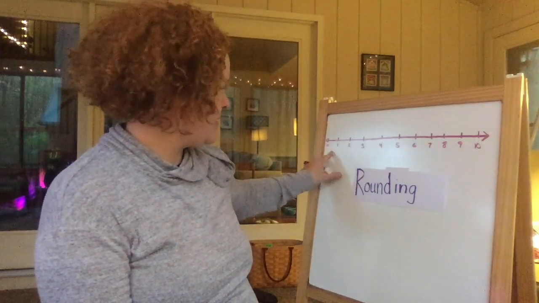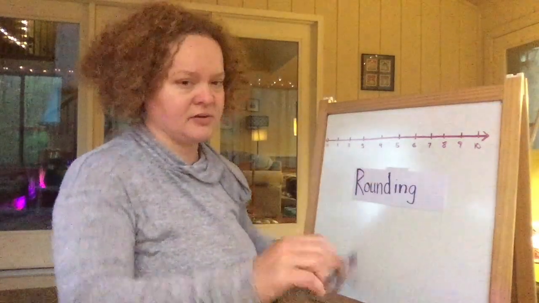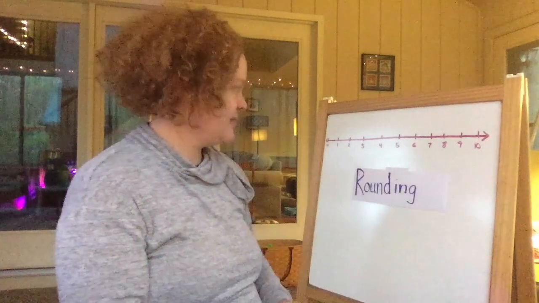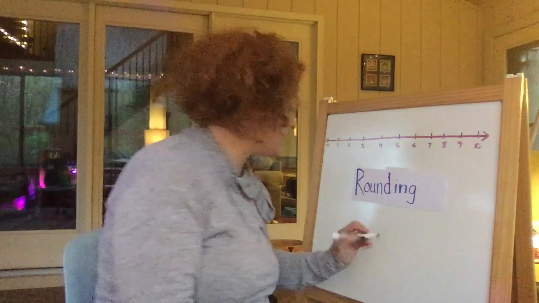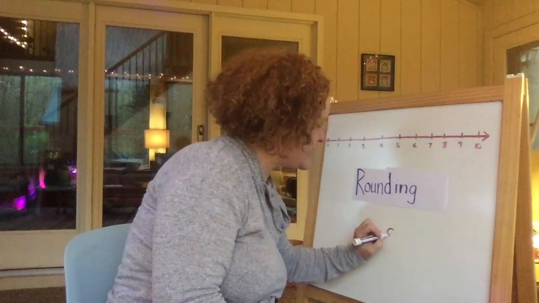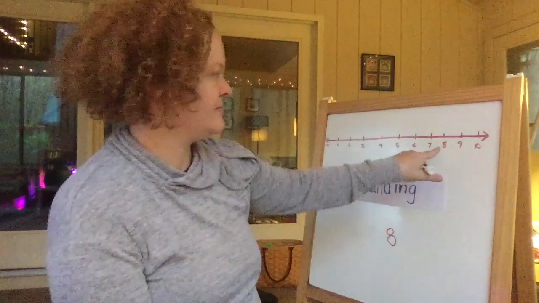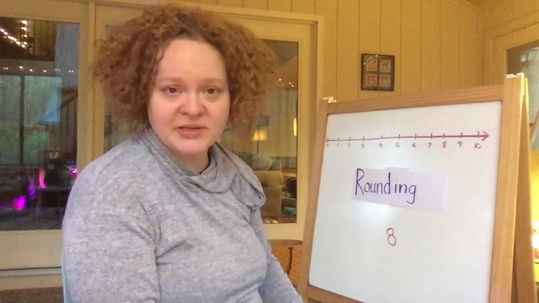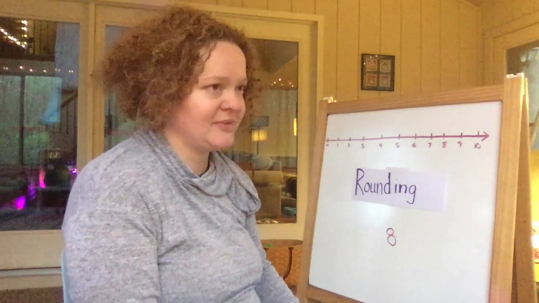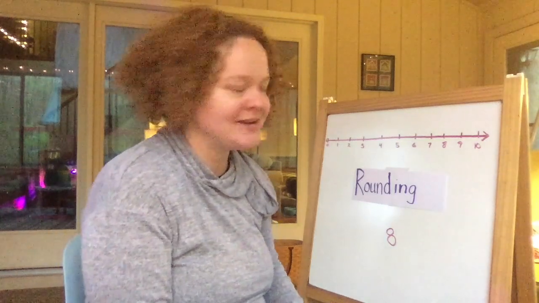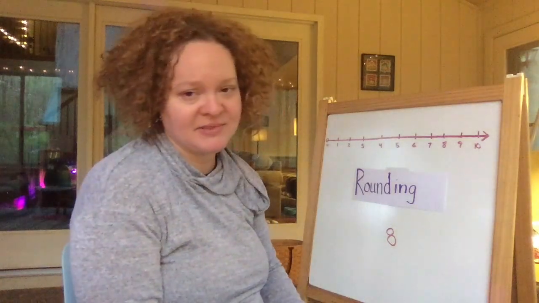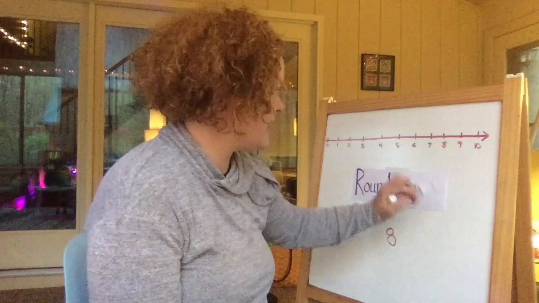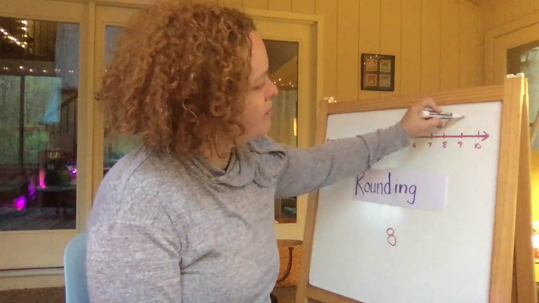So up here, we have a number line, 0 to 10. And let's just pick one of the numbers. Let's say the number 8. On our number line, is 8 closer to 10 or closer to 0? It's closer to 10. So if I rounded 8 to the nearest 10, it would be 10. So we would round it up.